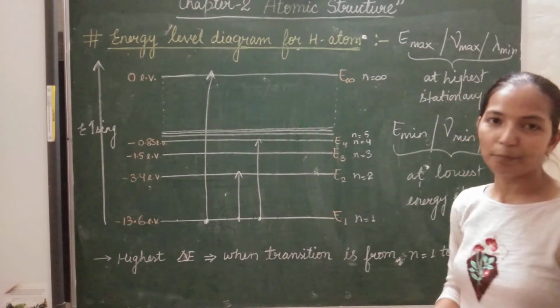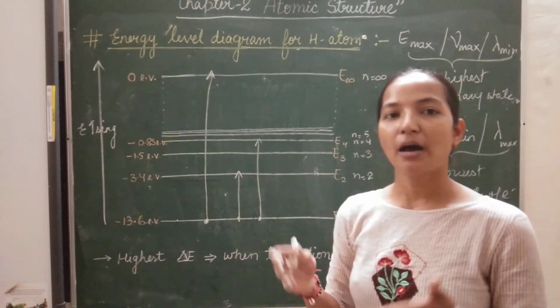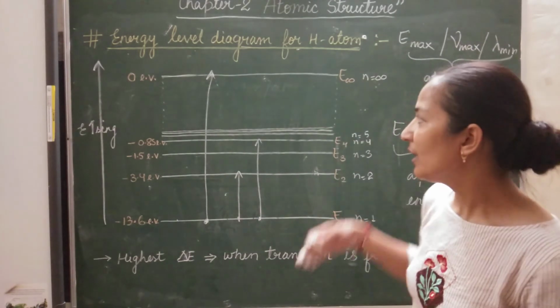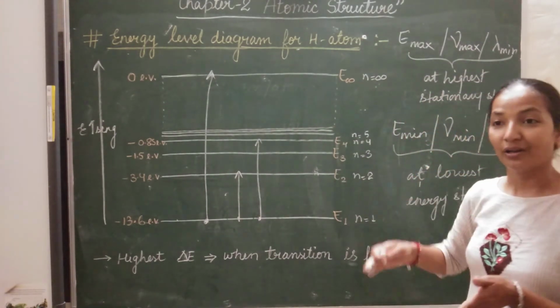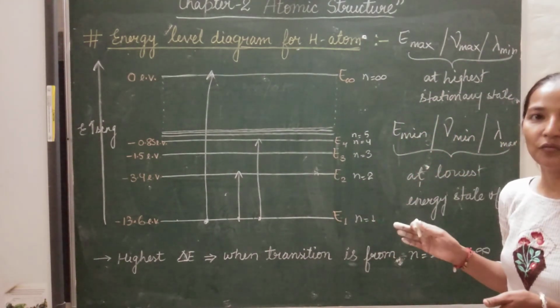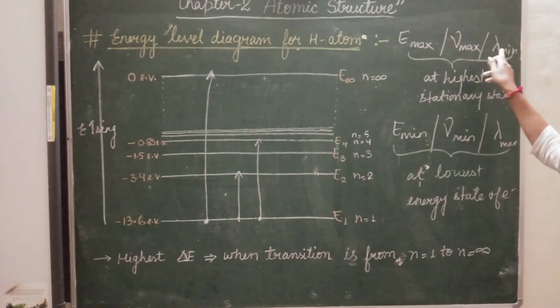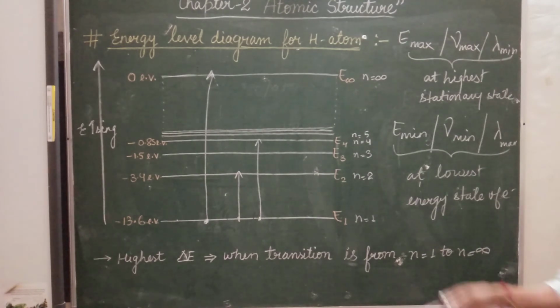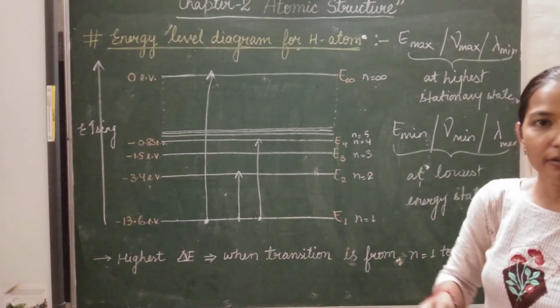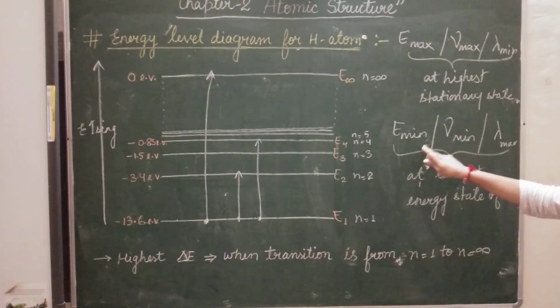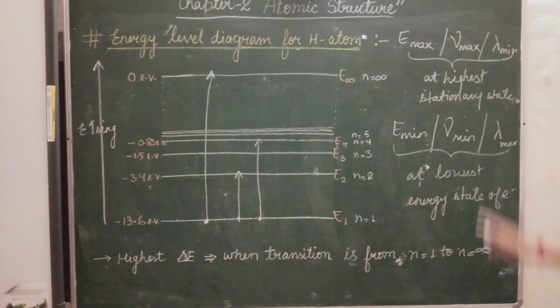If we are comparing two orbits, the orbit having the larger number, which is farther from the nucleus, will have more energy, more frequency and minimum wavelength, and the orbit nearer to the nucleus has minimum energy, minimum frequency and maximum wavelength. So this is about the energy level diagram of the hydrogen atom.